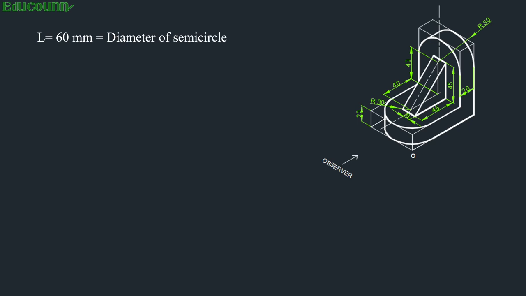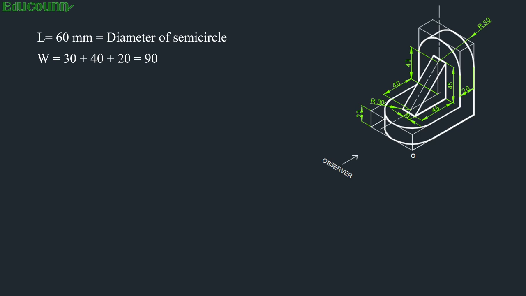Length of this object is 60, that is the diameter of the semicircle. You can see the semicircle's radius. It is given in the question, that is R30. So, diameter is double the radius. The diameter is 60. Therefore, the length of the object is 60. How to calculate the width? Width is not directly given here. You have to calculate the width step by step.